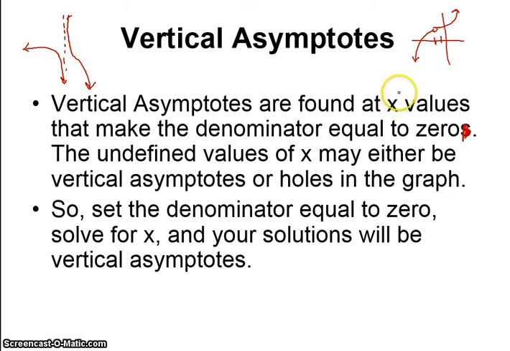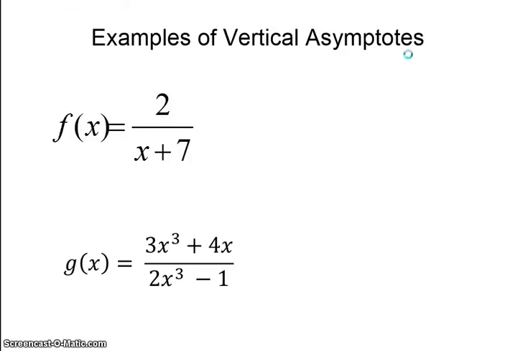To find them, you're just setting your denominator equal to 0 and solving. Whatever you get for your answer is your vertical asymptote. So take a minute and try with both of these to find your vertical asymptotes. Go ahead and pause this and do that.